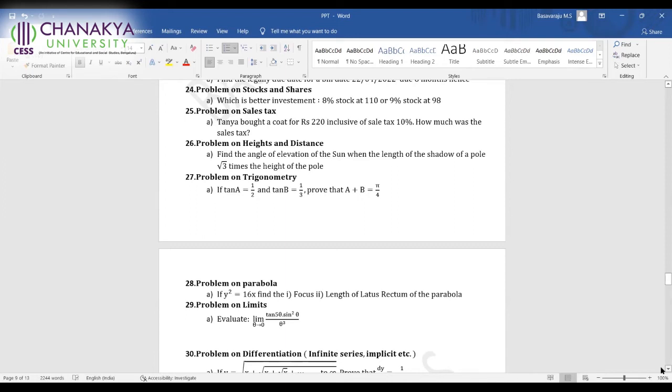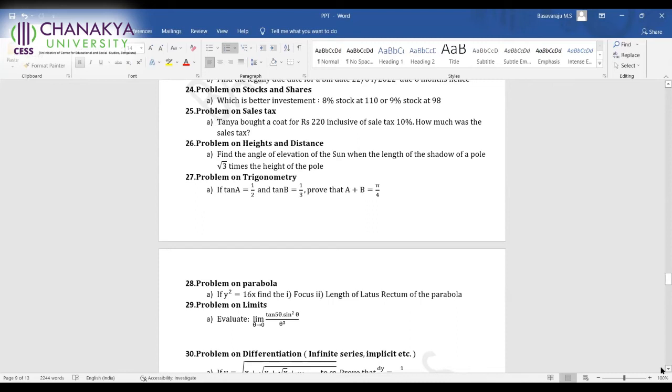The 28th one is from Parabola, which I've already discussed. In the Parabola chapter, you just expect the characteristics of the given parabola. Suppose y square is equal to 16x is given. What type of parabola is it? It is a right-sided parabola. If the parabola is right-sided, the focus is on the positive x-axis. If the focus is on the positive x-axis, the focus is at (a, 0). What is the a value? You compare with the standard parabola, and you get a as 4.